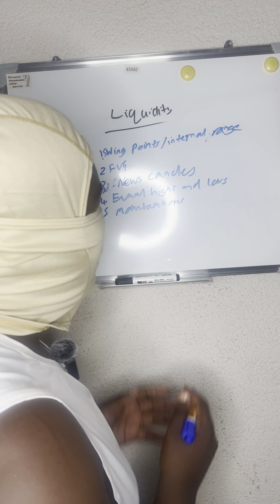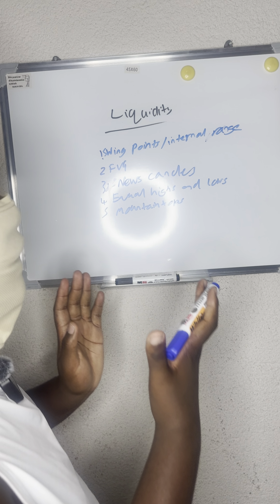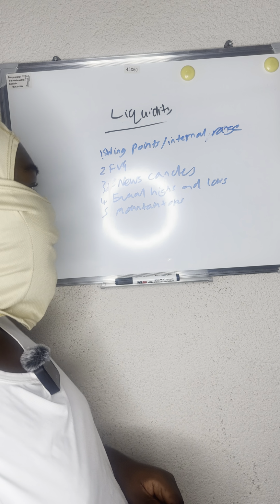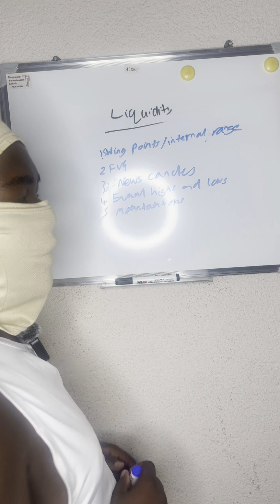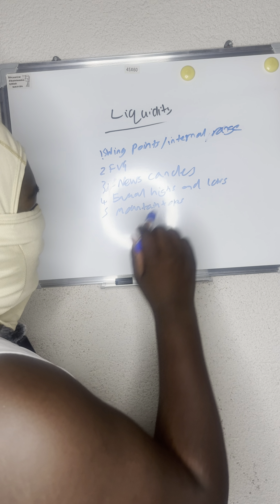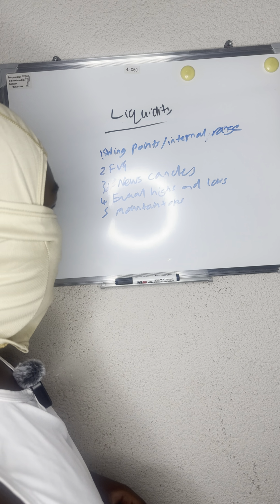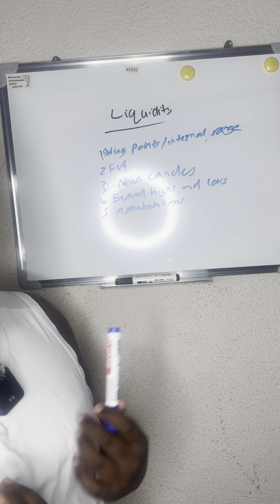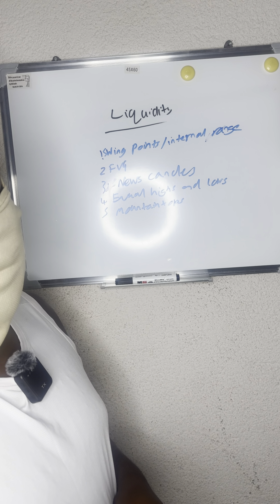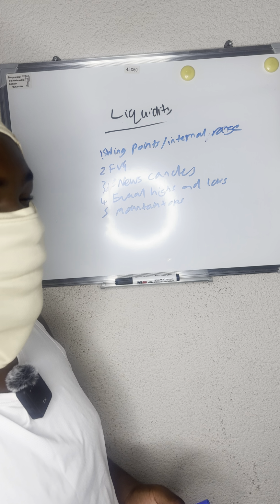So we've got swing points, also known as internal range, fair value gaps, and news candles. I think you all know what news candles are by now, those very big candles you see developing after news. We've got equal highs and equal lows. You need to understand candlesticks to understand equal highs and equal lows. Then you've got mountain tops, which is my term. I just call it mountain tops so that it's easier for people to understand.